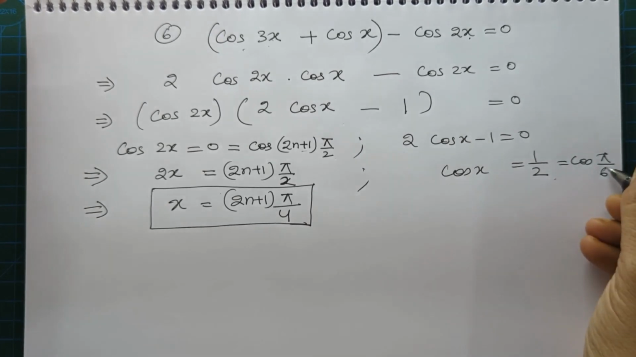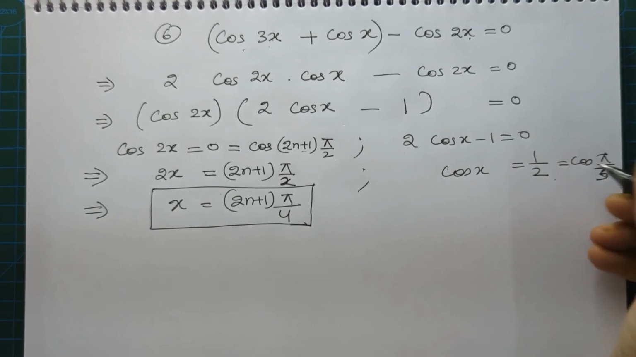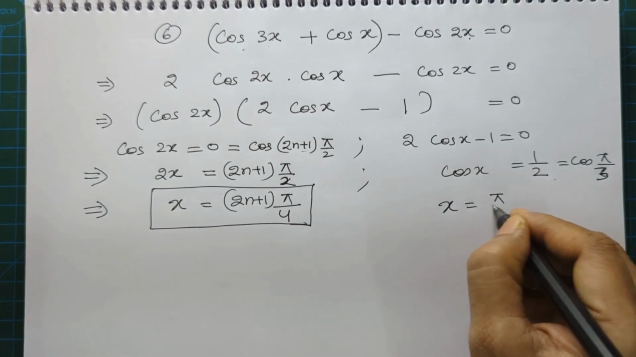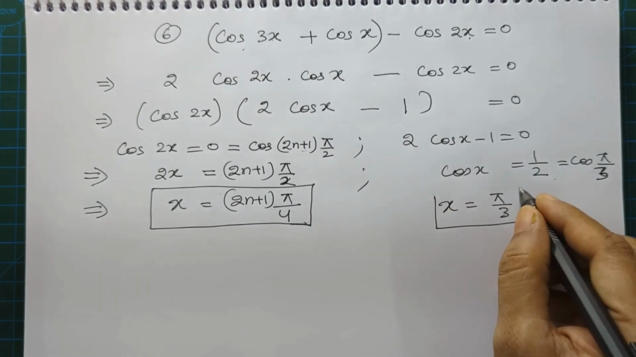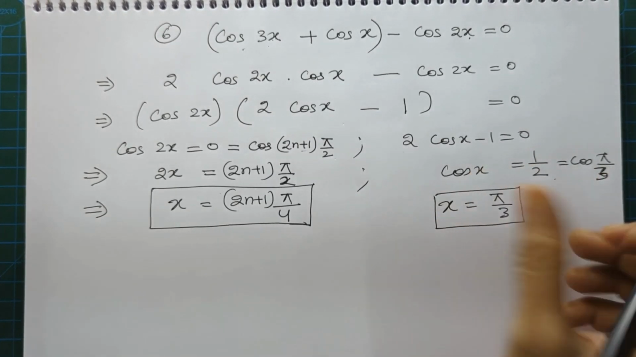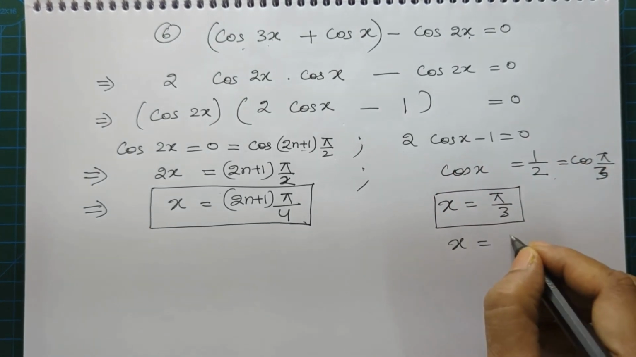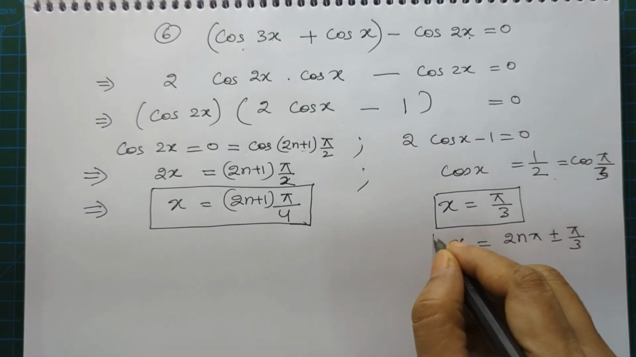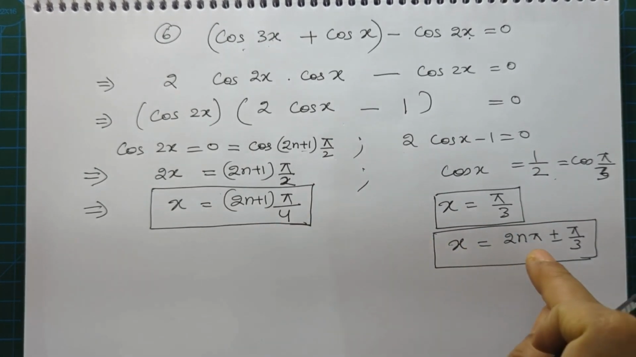So cos 60 is 1 by 2. Cos 60 is 1 by 2 means cos pi by 3 is 1 by 2. Now comparing this, we will get x is equal to pi by 3. This is a principal solution. We can write the general solution as cos x is equal to cos y. So general solution is x is equal to 2n pi plus or minus pi by 3. So solutions to the given equation is this as well as this.